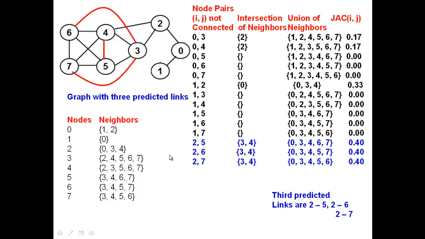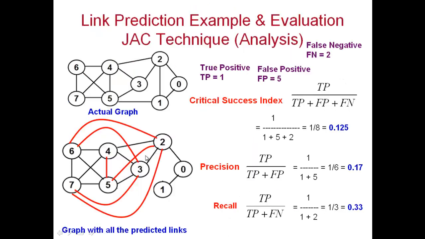Find the new set of neighbors for the vertices. Say for 2, 5 now you have 0, 3, 4 and 3, 4, 6, 7. So 3, 4 is the intersection, then 0, 3, 4, 6, 7 is the union. So that is 5. So 2 divided by 5 is 0.4, and that's the largest value among all the Jaccard values. And 3 node pairs have those values, so we predict that all 3 node pairs could have a link. They are 2, 5, 2, 6, 2, 7. So we add all the 3 links. So totally we have now 6 links predicted.